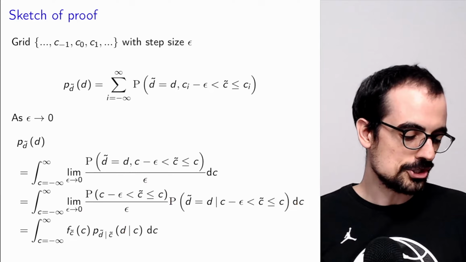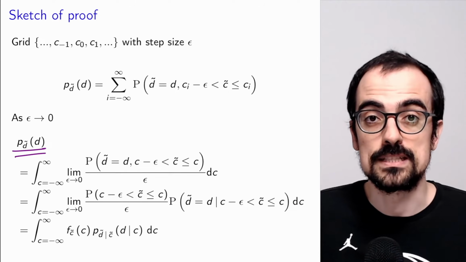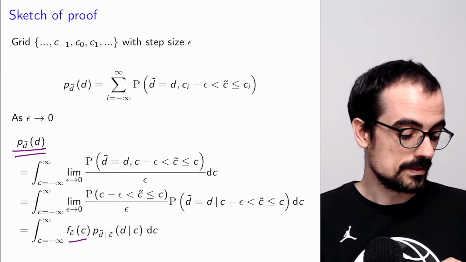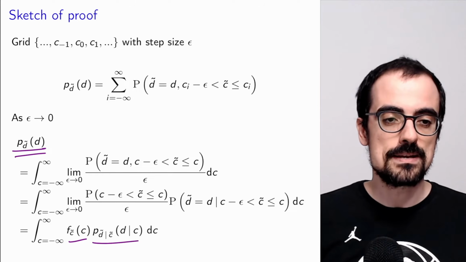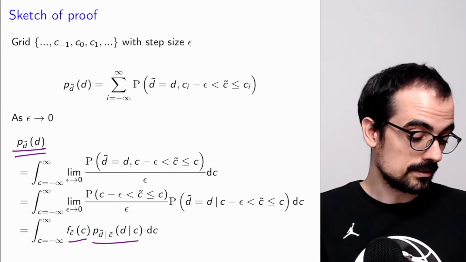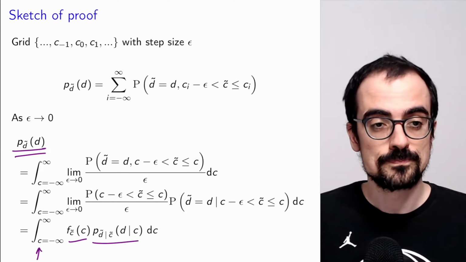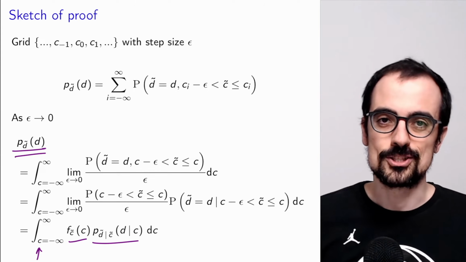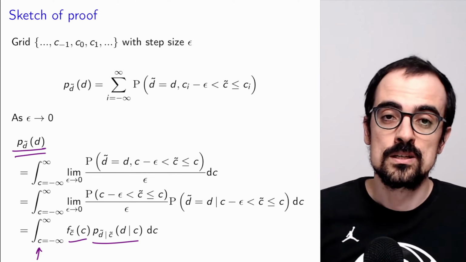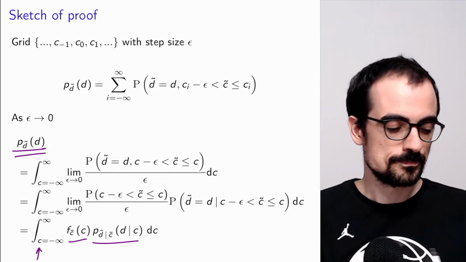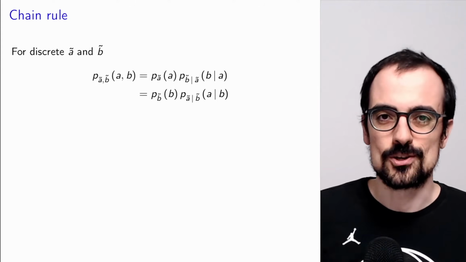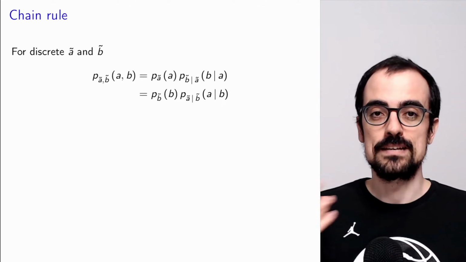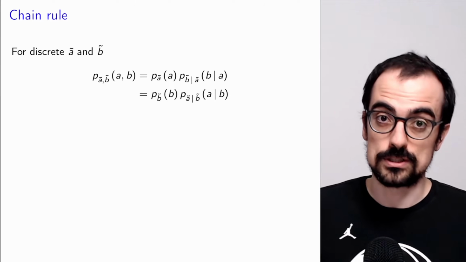So what do we obtain? We obtain that the marginal PMF of the discrete random variable can be obtained by integrating the marginal of the continuous random variable times the conditional PMF, integrating all of that over c, over the continuous random variable. So this establishes that this analogous formula to obtain the marginal PMF also works for discrete and continuous random variables. Now we know how to compute the marginal PMF of a discrete random variable if we know its joint distribution with a continuous random variable.